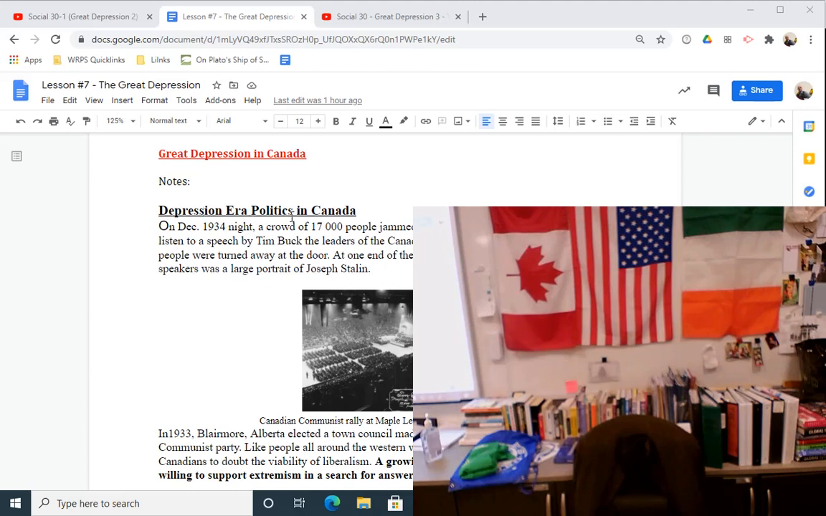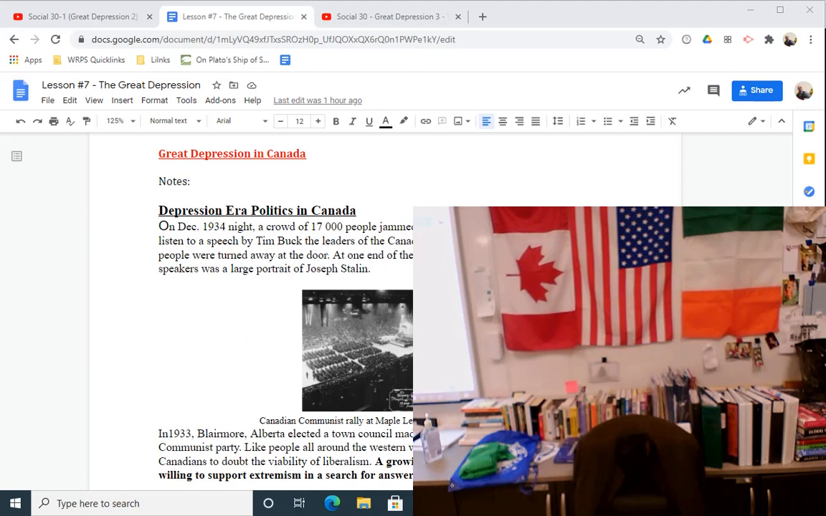Here's the Depression era politics in Canada. On December something, 1934, a crowd of 17,000 people jammed into Toronto's Maple Leaf Gardens, not to watch the Leafs obviously, to listen to a speech by Tim Buck, the leader of the Canadian Communist Party.